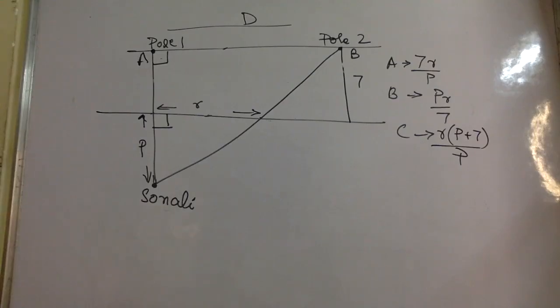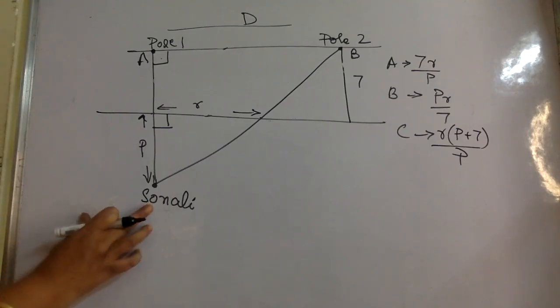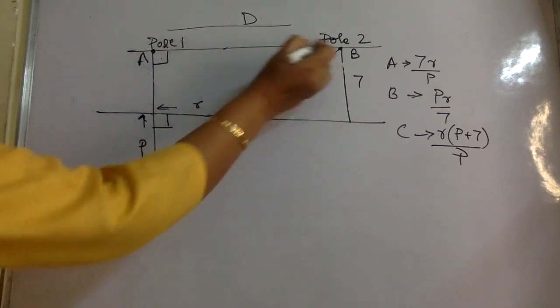So here is our next question. This is a girl, Sonali, who is standing here. There are two light poles here.